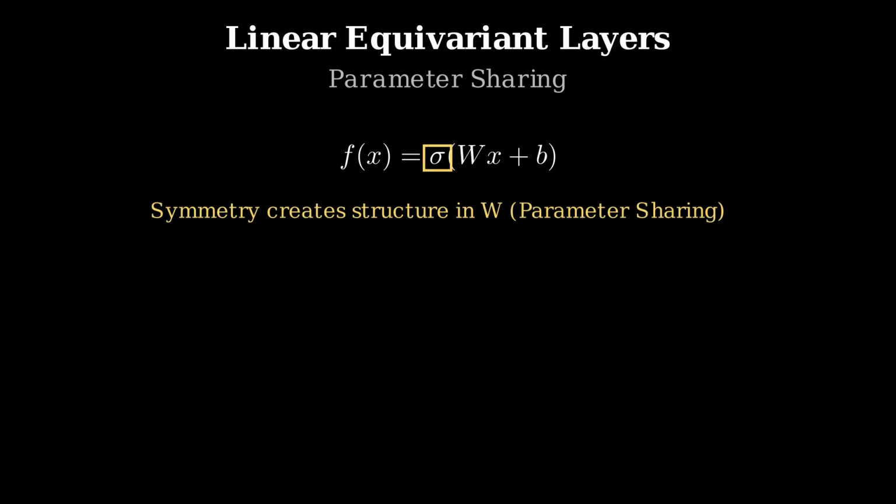Let's focus on the most fundamental one, the linear equivariant layer, and its core principle, parameter sharing. A standard linear layer applies a weight matrix W to the input X, followed by an activation function. To make this layer equivariant to a specific symmetry, we must force a specific structure onto the weight matrix W. This mathematically results in parameter sharing.